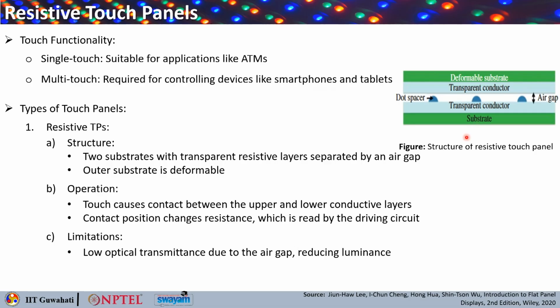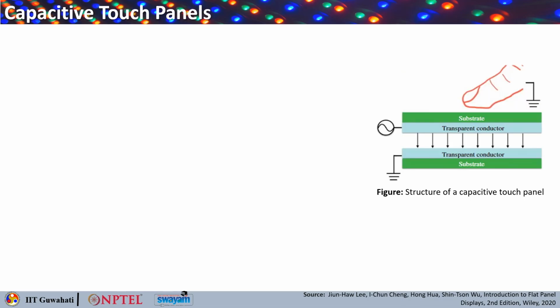Now, what is the limitation in this case? You can understand that low optical transmittance is there because of this air gap, because you want your display to give out all the light together. But here it reduces the illuminance.